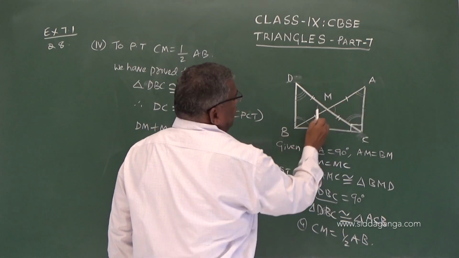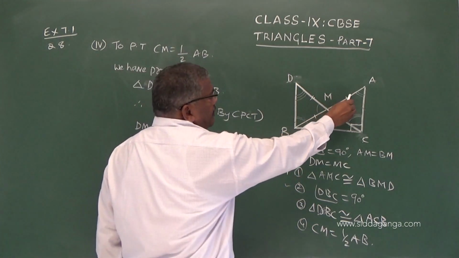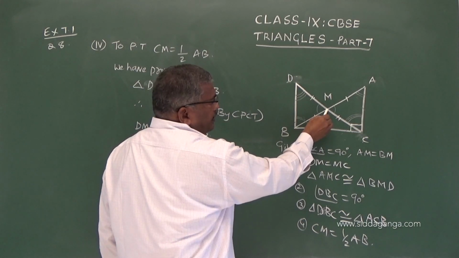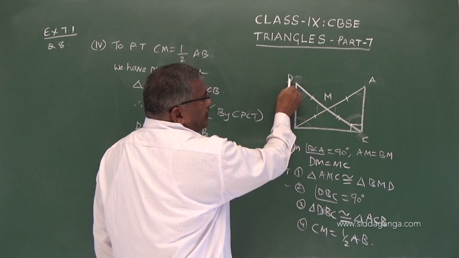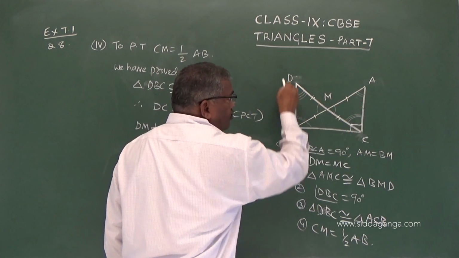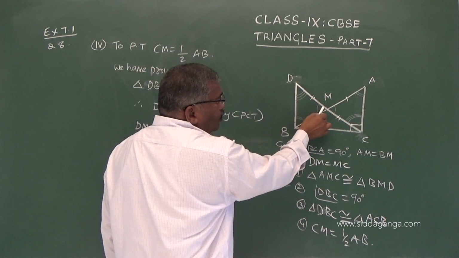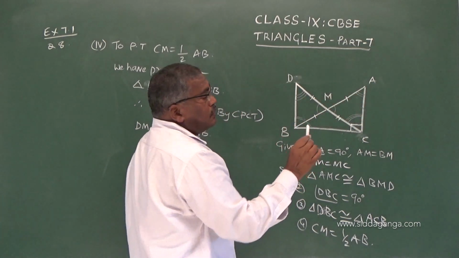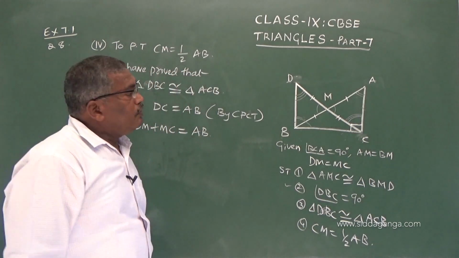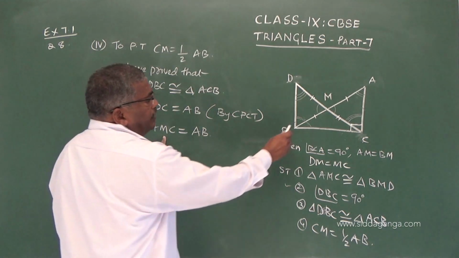So now observe here, AM and MB are equal. M is the middle point, and DC is equal to AB. The total length is equal to total length. So therefore, half length should also be equal to half length. So that means DM must be equal to AM. So anyway, DM is equal to MC.